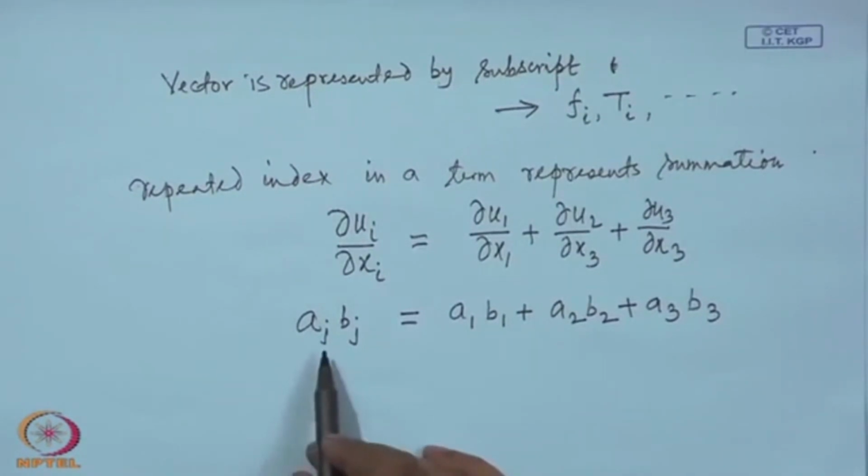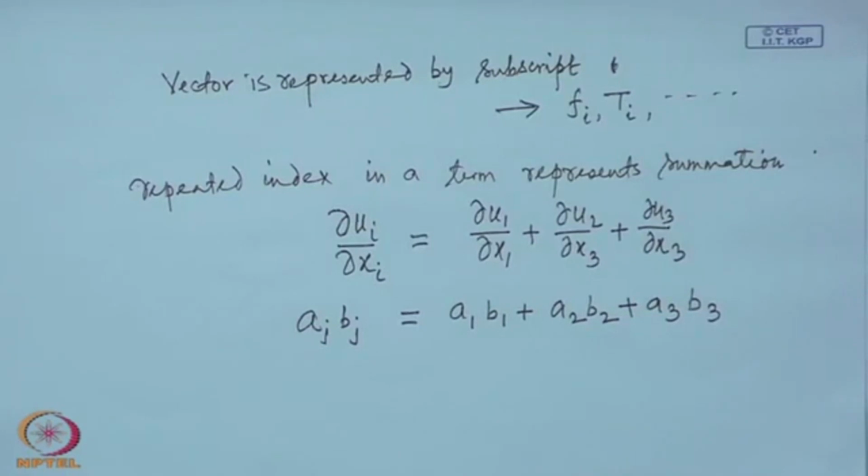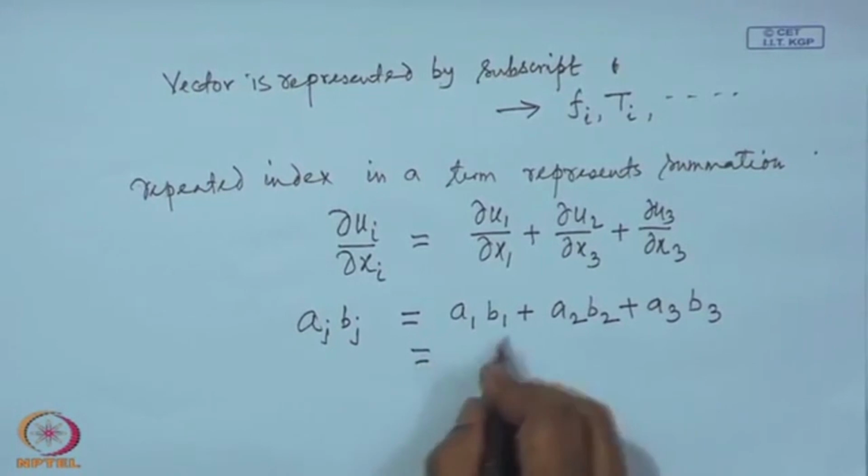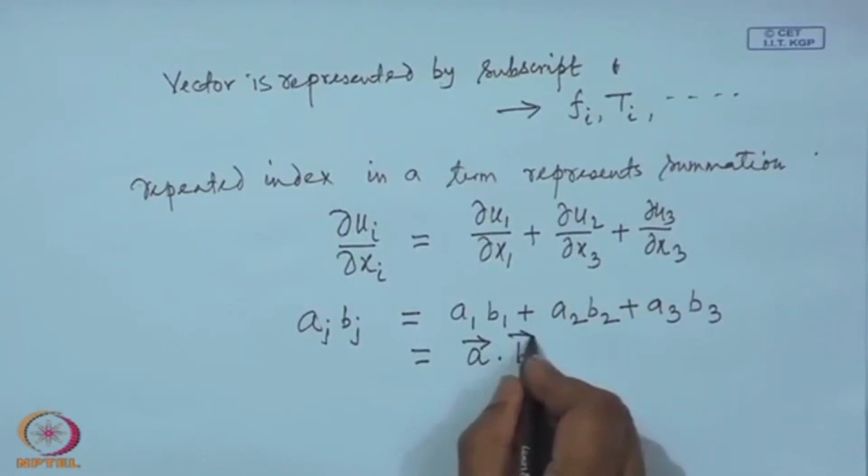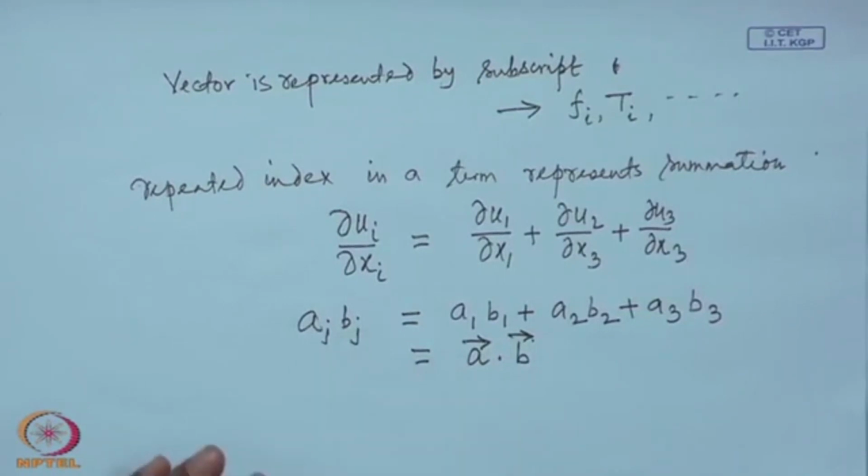Now, look at the second expression that I have written, a_j b_j equal to a1 b1 plus a2 b2 plus a3 b3. What does it imply? a_j is a vector a, b_j is another vector b. So, what is a1 b1 plus a2 b2 plus a3 b3? This is the vector dot product. So, the dot product is written simply like this.